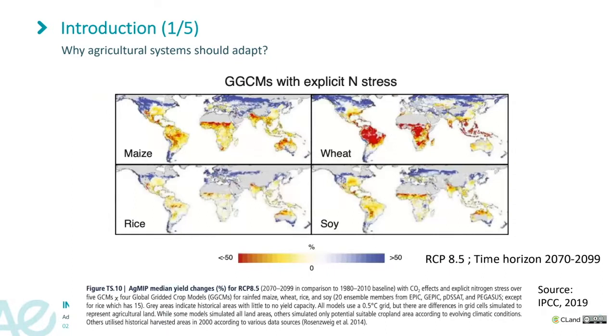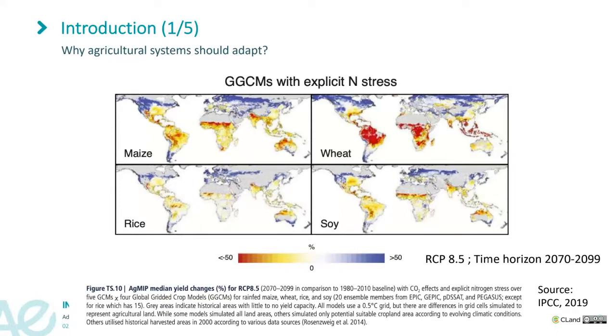Here, it's only taking into account the changes in temperature, and the source is IPCC, and you can see that the time horizon is a bit longer. It's not the same as in the previous slide. And what you can see here is the changes in yield with the same RCP, representative CO2 concentration pathways, for 4 main crops. And you can see that it's quite similar to what we saw with temperature.